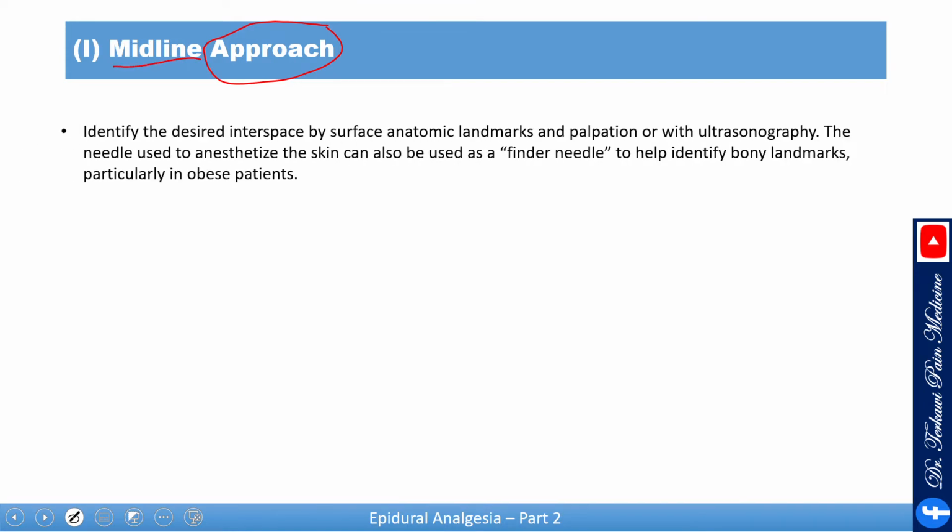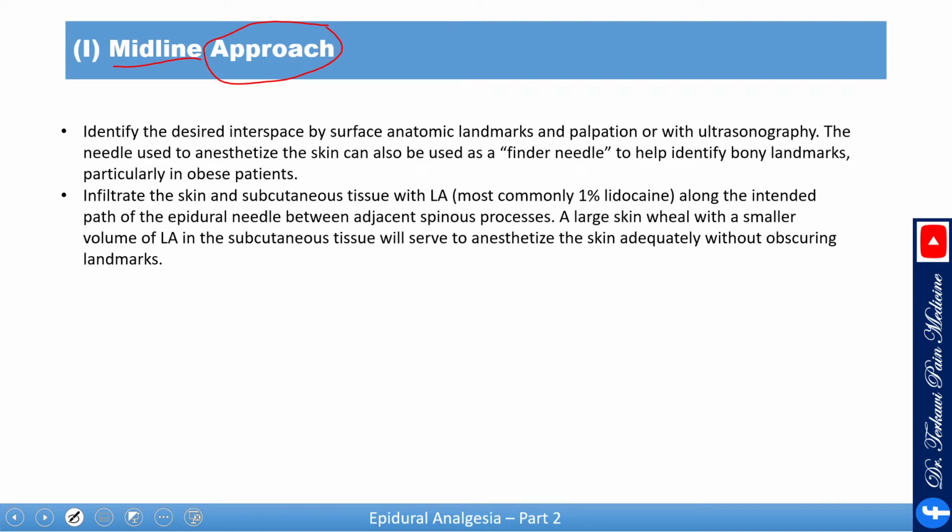First, identify the desired interspace by surface anatomic landmark and palpation or with ultrasound. The needle used to anesthetize the skin can also be used as a finder needle to help identify bony landmark, particularly in obese patients. Infiltrate the skin and subcutaneous tissue with local anesthetic along the intended path of the epidural needle between adjacent spinous processes. A large skin wheal with a smaller volume of local anesthetic in the subcutaneous tissue will serve to anesthetize the skin adequately without obscuring the landmark.